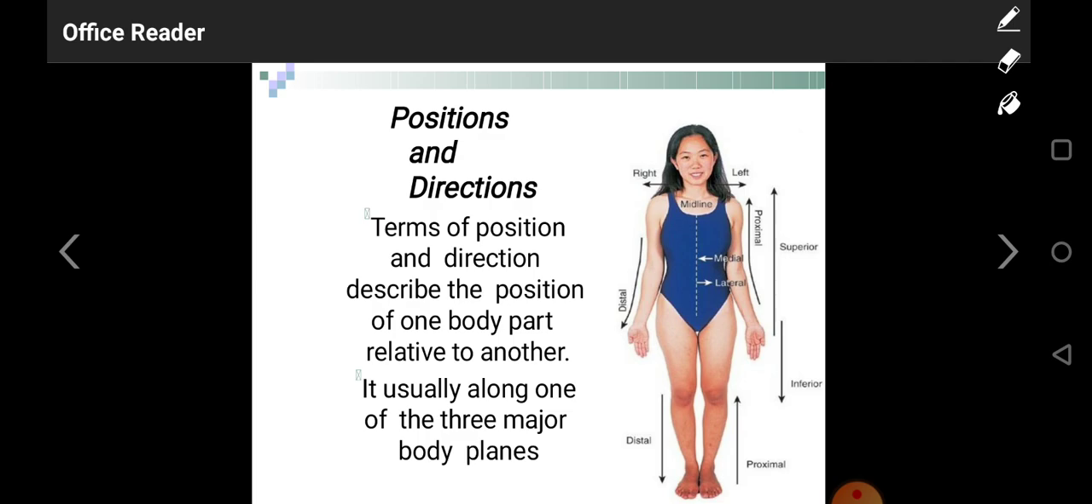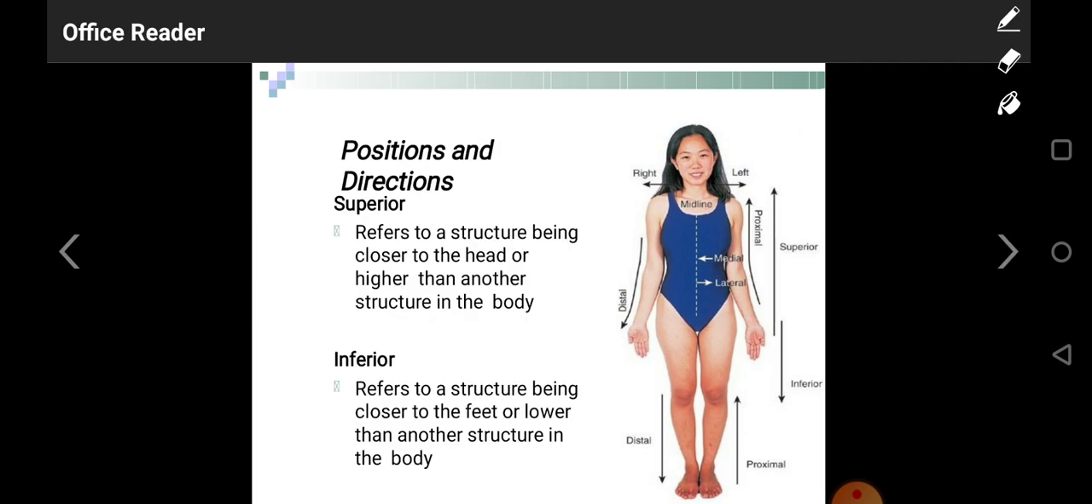Now the terms of positions and directions describe the position of one body part relative to another. It is usually along one of the three major body planes. For example, superior refers to a structure being closer to the head or higher than another structure in the body. Inferior refers to a structure being closer to the feet or lower than another structure in the body.